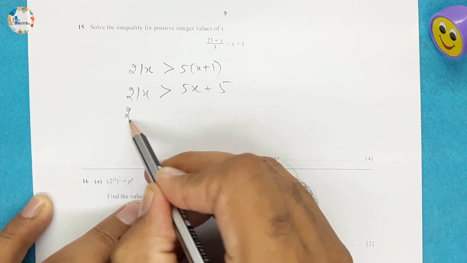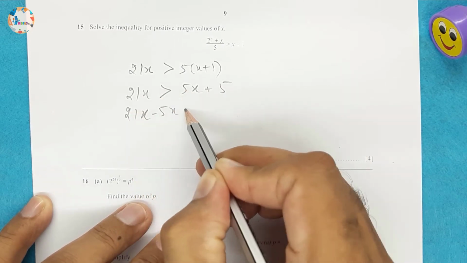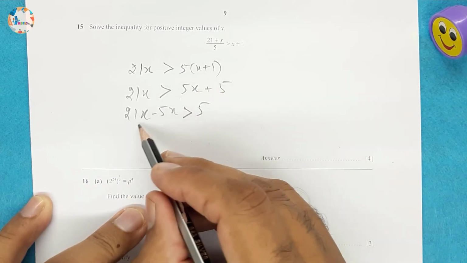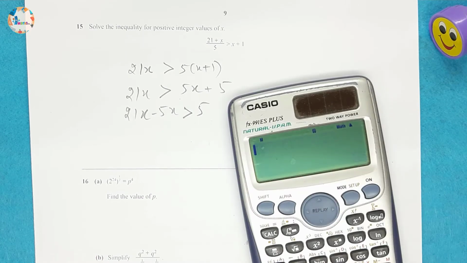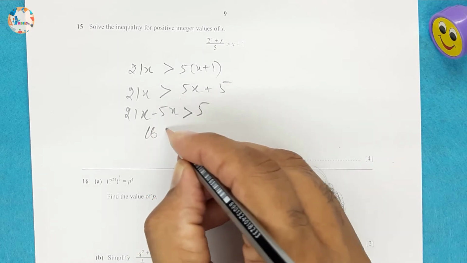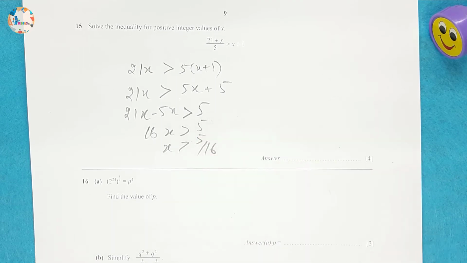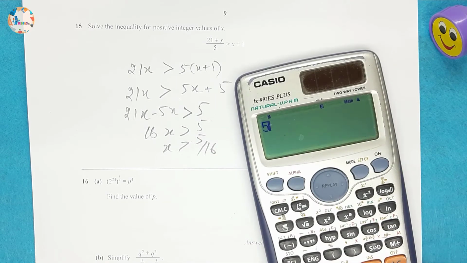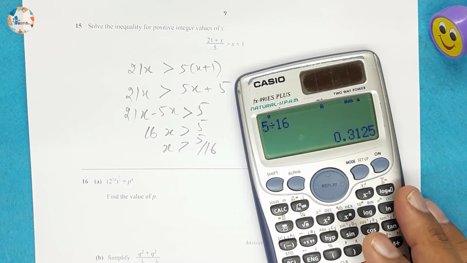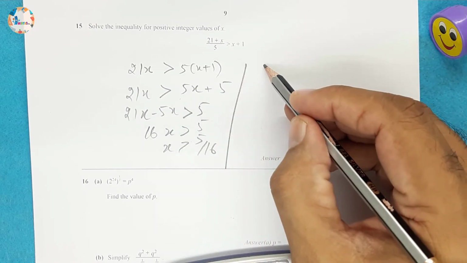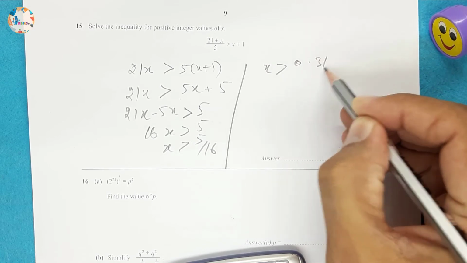So 5x we can shift to this side. So 21x minus 5x is greater than 5. So 21 minus 5 will be equal to 16. So 16x is greater than 5, x is greater than 5 over 16. So 5 over 16 means what? 5 over 16 will be equal to 0.3125. So x will be greater than 0.3125.